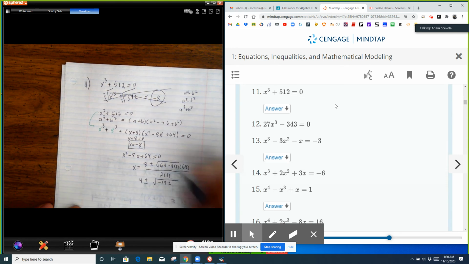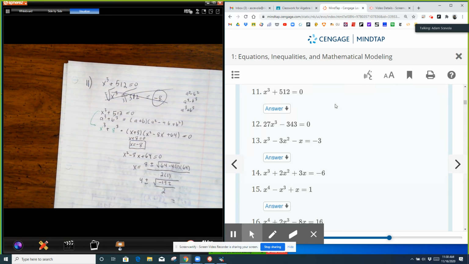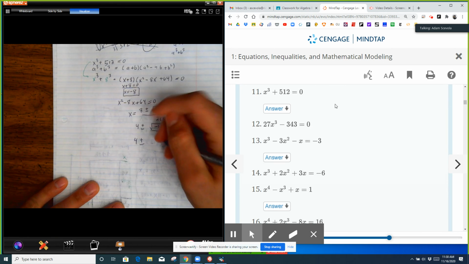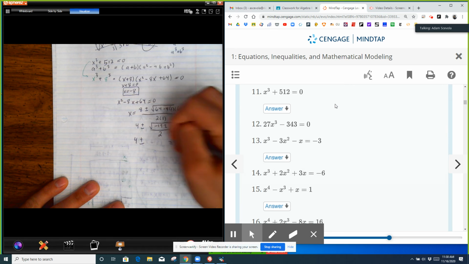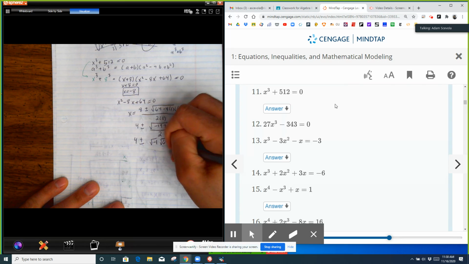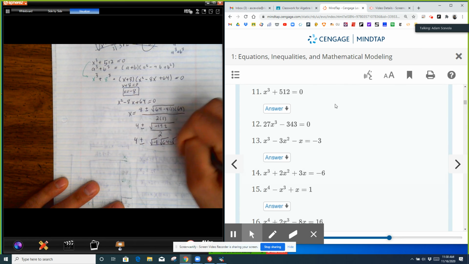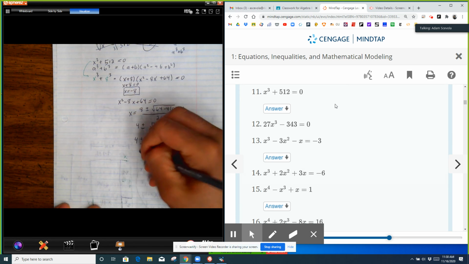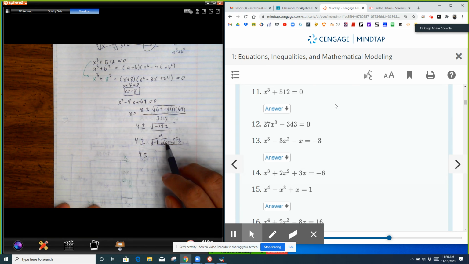So if we break up -192 as -1 times 64 times 3, we can simplify the root of -192 as 8i root 3. And we're still dividing by 2, so that 8 over 2 becomes a 4. So our final answer is 4 plus or minus 4i root 3. Those are our other two answers. So now we have the first answer, and these are answers 2 and 3. So we have 3 solutions for this polynomial.